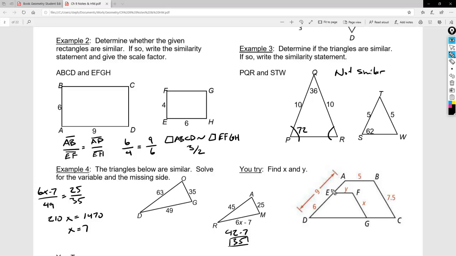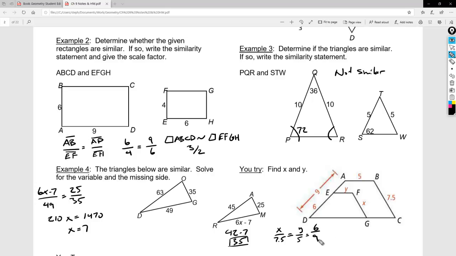Okay, and last one, I have two trapezoids, and they want us to find x and y respectively. So I need to create a proportion. Let's set up some ratios here. One ratio is that x is to 7.5, as it looks like y is to 5, and it looks like 6 is to 9. So my scale factor here, my ratio, is going to be 2/3.